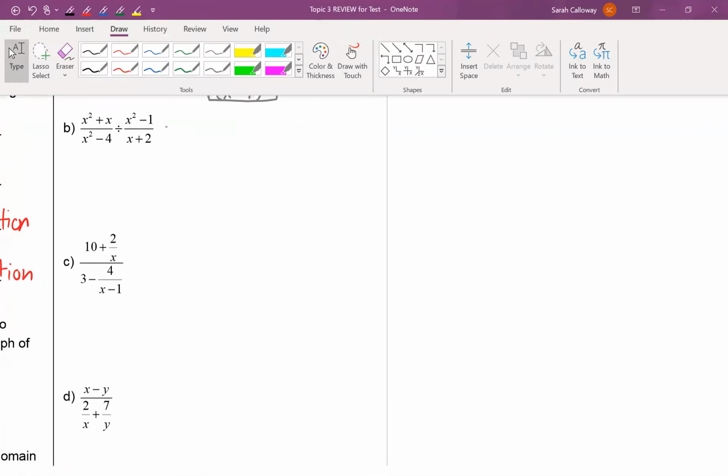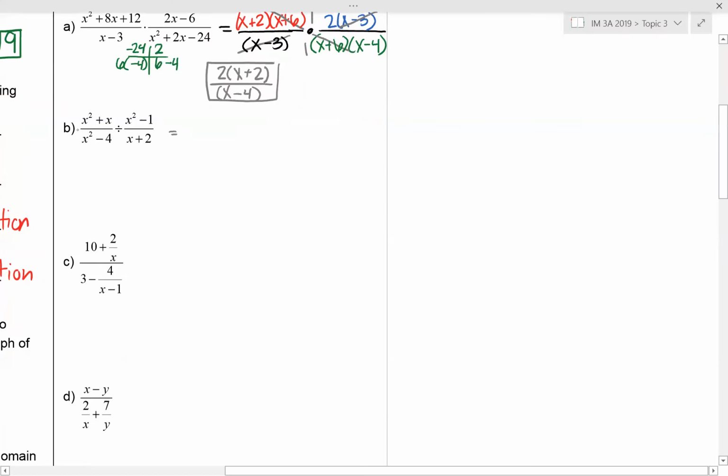So I'm going to start a division problem by just rewriting the whole expression so that I turn it into multiplication. So I have x squared plus x over x squared minus 4. And I'm going to change division into multiplication and multiply by the reciprocal of the divisor. So I'm going to multiply by x plus 2 over x squared minus 1. So all that I did in that first step is turn it into multiplication so that I can then factor and reduce the same way that we did for part A.